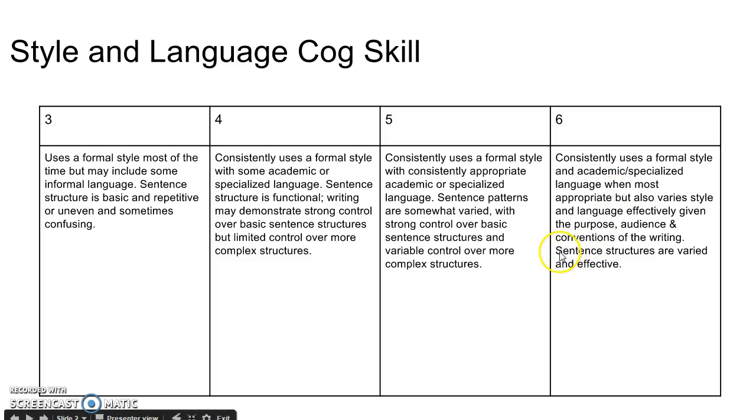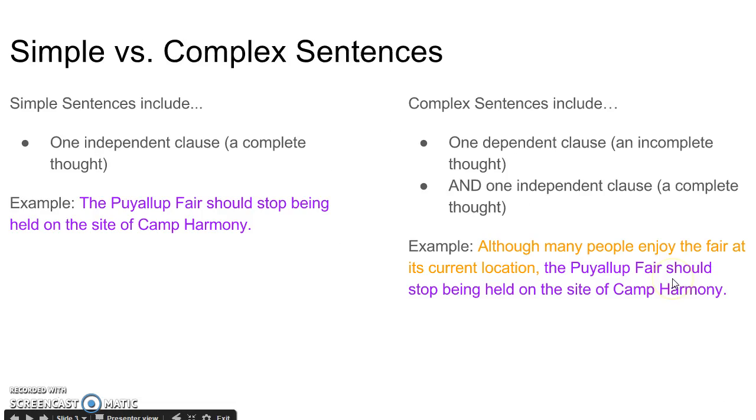Another part of this is to use sentence structures that are varied and effective. There are many types of sentence structures. You could have a simple sentence with just one idea, a compound sentence with multiple ideas, or a complex sentence with a dependent and independent clause. That's an incomplete and a complete thought. Let's look at some examples.